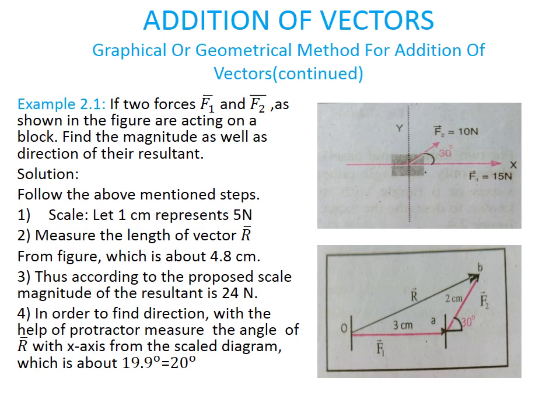Number 2. Measure the length of the vector R. From the figure it is about 4.8 centimeter. Number 3. Thus, according to the proposed scale, the magnitude of the resultant is 24 Newton. Number 4. In order to find the direction, with the help of a protractor, measure the angle of R with the x-axis from the scaled diagram, which is about 19.9 degree, approximately equal to 20 degree.